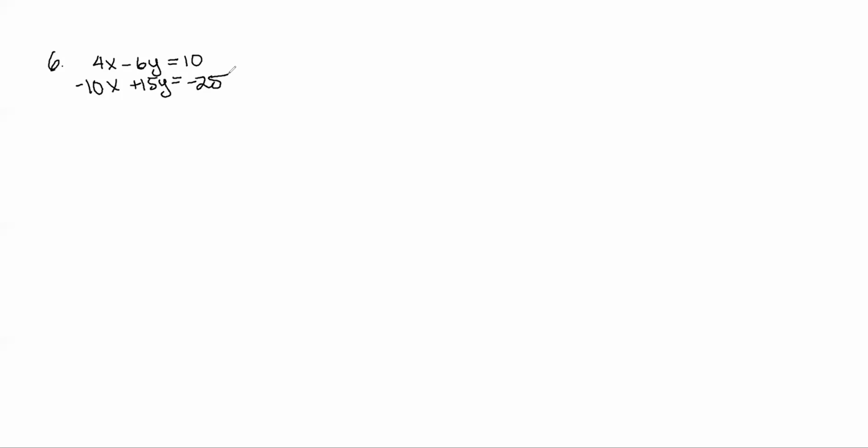6 and 15 both go into 30. That's getting a little big. 4 and 10 both go into 20. So I'm going to change the x's. We already have a positive and a negative, so we don't have to worry about the sign. Let's just focus on what we need to multiply them by. 4 has to be multiplied by 5 to get to 20, and 10 has to be multiplied by 2. Then we'll distribute that and write our new equations.